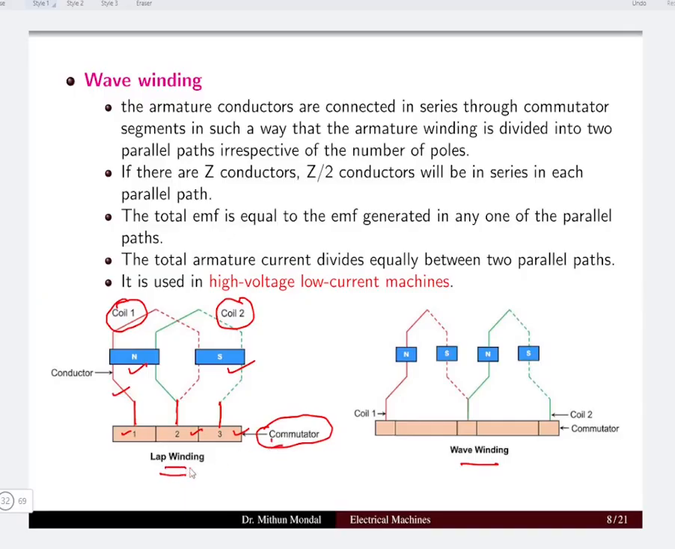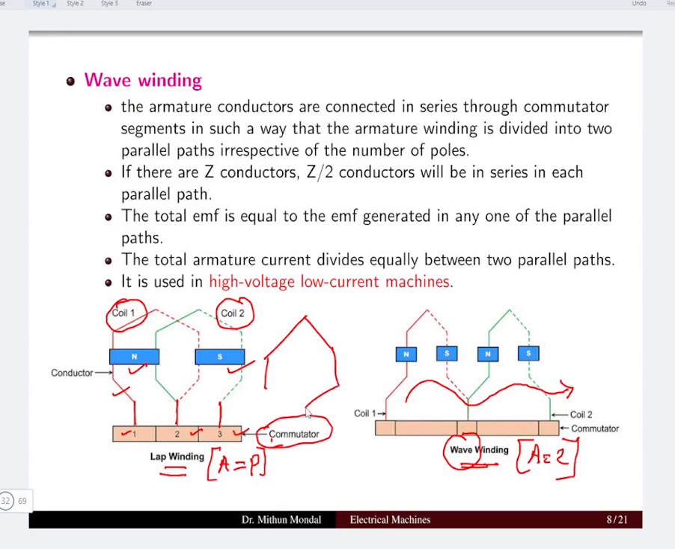So lap winding and wave winding, where in the lap winding the number of parallel paths will be equal to the number of poles present in the machine, whereas in the wave winding the number of parallel paths will always be equal to 2. So why has the name wave been given? Because it is always flowing in the form of a wave in the forward direction, whereas in the lap winding we will be seeing that once it is forward, then again it will come back like this. So it will come back and then it will move forward.